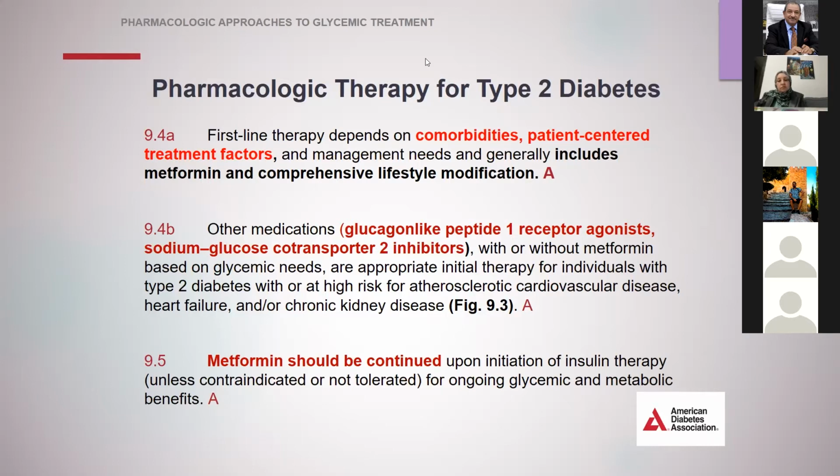Now look at the third statement. Metformin should be continued upon initiation of insulin therapy, unless, and the big unless here, unless contraindicated or not tolerated. Cardiologists usually disregard metformin, while diabetologists always love metformin. But it should not be contraindicated, and it should be tolerated. It should be kept when the patient is on insulin. Next slide, please.